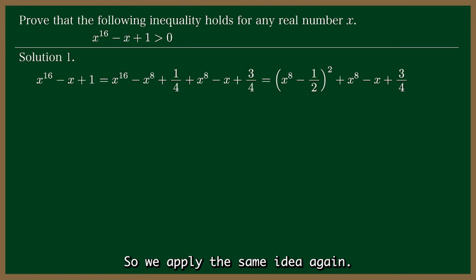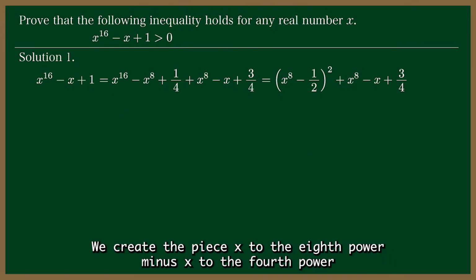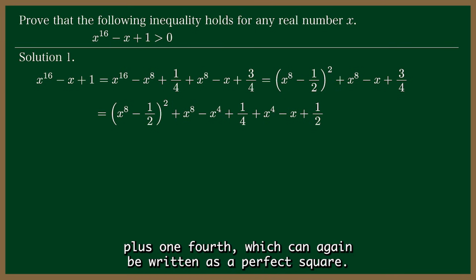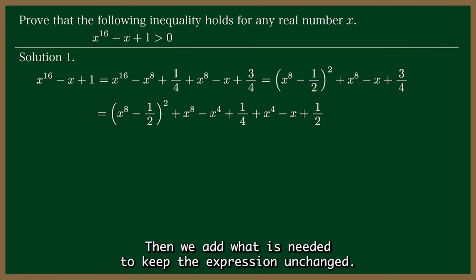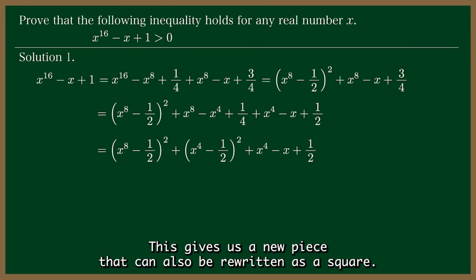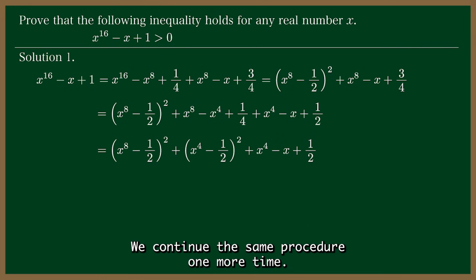Now, we still have that leftover part, x to the 8th power minus x plus 3/4. So we apply the same idea again. We create the piece x to the 8th power minus x to the 4th power plus 1/4, which can again be written as a perfect square. Then we add what is needed to keep the expression unchanged. This gives us a new piece that can also be rewritten as a square. We continue the same procedure one more time.